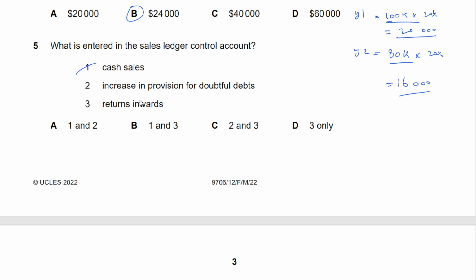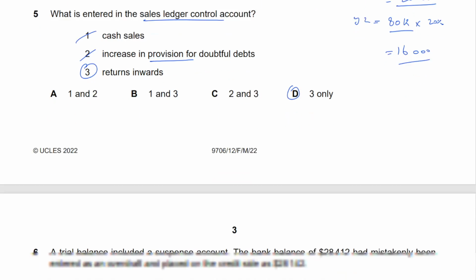Increase in provision for doubtful debts. Provision for doubtful debts has its own account. Increase in bad debts, increase in irrecoverable debts, we may have to enter that here. But increase in provisions, no, that's a separate account. We don't change our receivables just because provisions are estimated, right? So we cannot change our actual receivables with the estimates. It has its own account. Return inwards, sales returns, yes, they can appear. If you remember the format, you will realize that these two don't appear. This third one appears, and there are multiple ways to make sense of it as well, right?